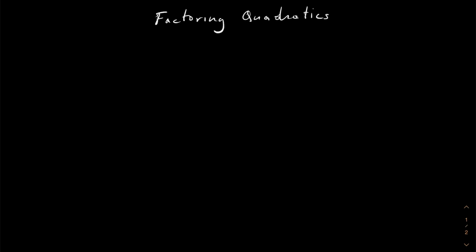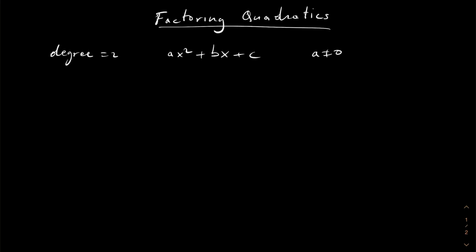So today we're going to continue on factoring polynomials, but we're going to be focusing on factoring quadratics. Those are polynomials of degree 2. And so they are polynomials that are written in the form ax squared plus bx plus c. A cannot be 0, otherwise you jump back to a polynomial of degree 1. And c here is our constant.